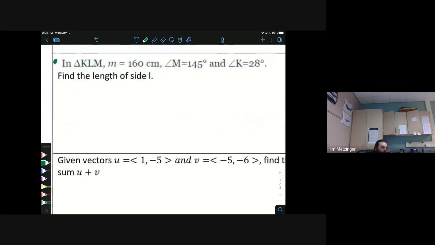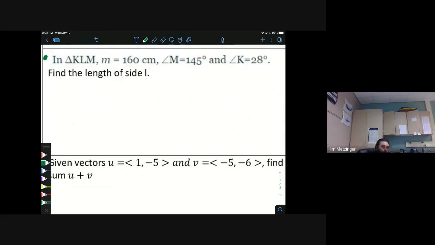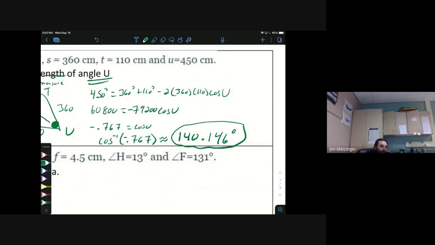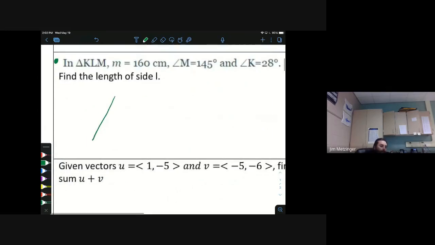Let's do this one while we're in Triangleville. Triangle KLM has a bit of information. Find the length of side L. All right, KLM. M is 160, not drawn to scale, 145 degrees there, 28 degrees here. Find the length of side L.